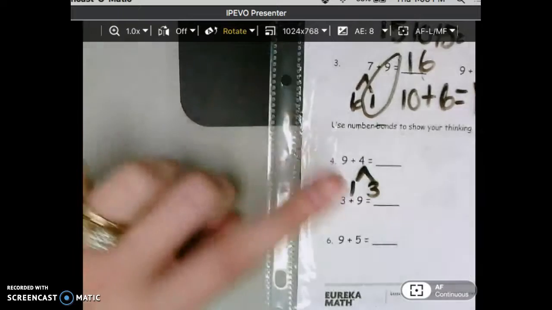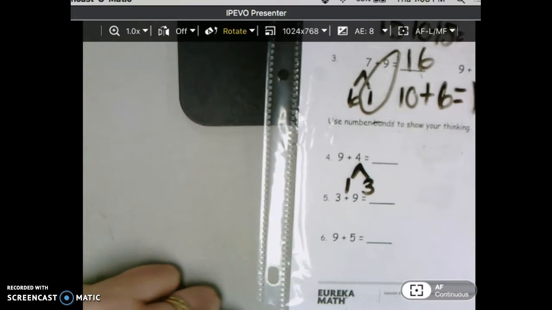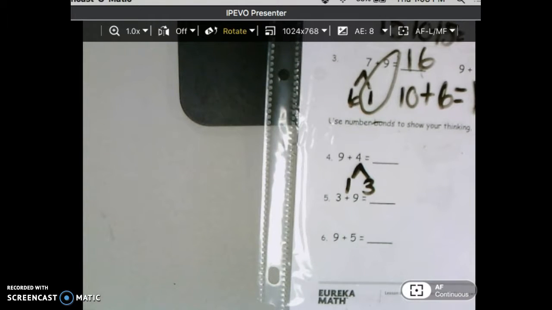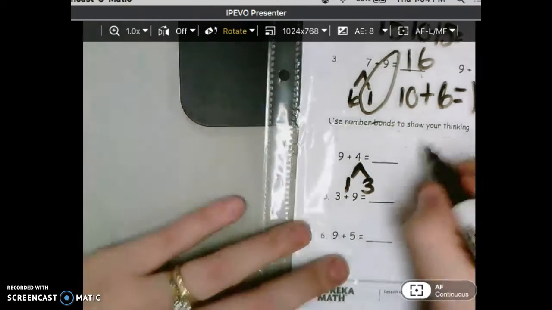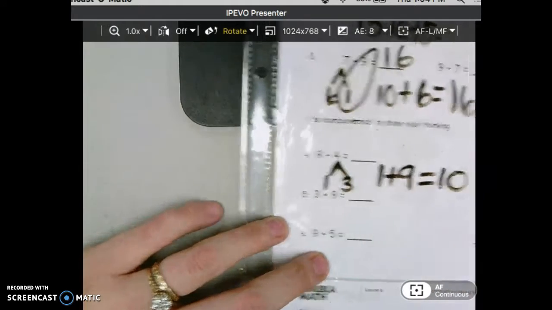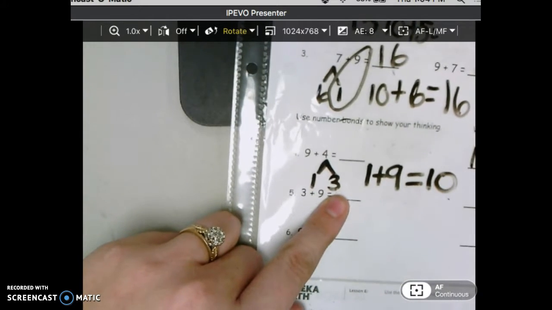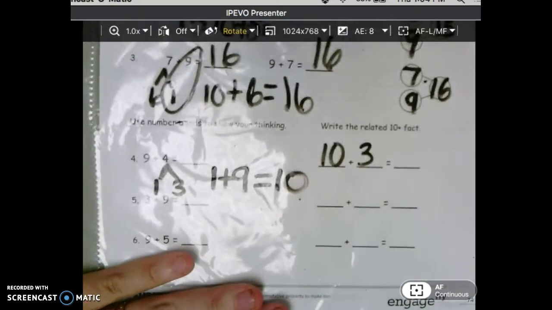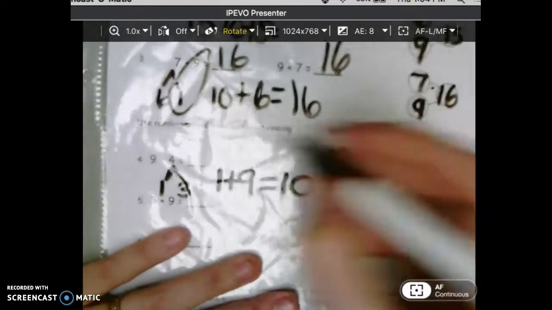So which of those numbers, 9, 1, or 3, which one makes 10? 1 and 9. 1 plus 9 equals 10. So I have 10 plus 3. What is 10 plus 3? Kaylee, what is 10 plus 3? 13. Thank you, Kaylee. Very good.